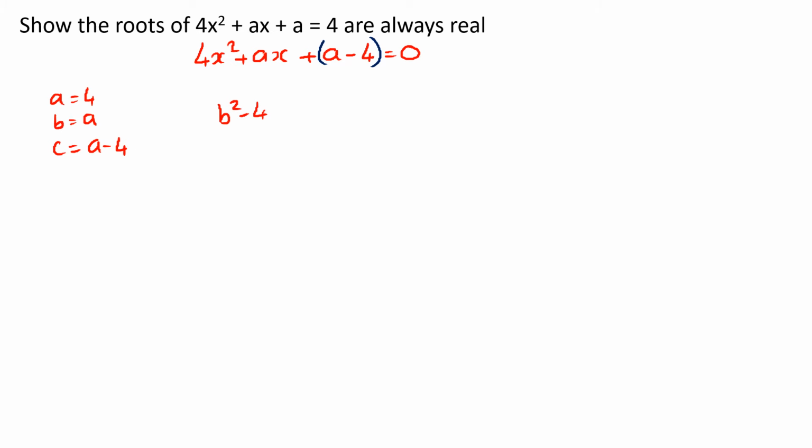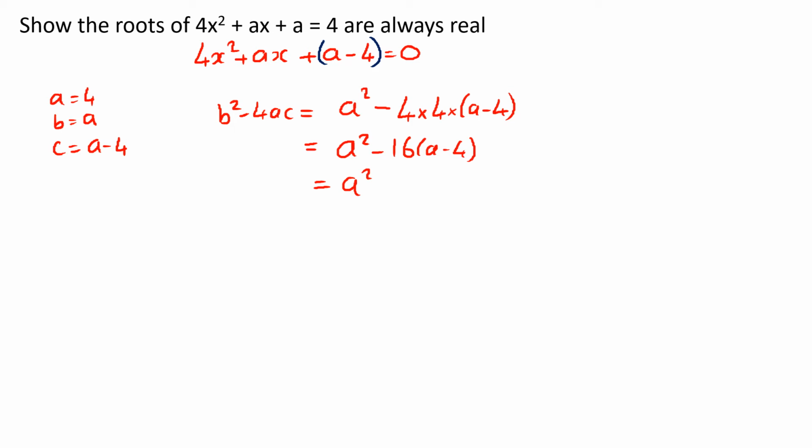Now we can say b squared minus 4ac is equal to, well, b squared is a squared. Bit weird to have a in here as well. Minus 4ac, so minus 4 times a minus 4. Okay, well, let's expand that out, I guess. We will get a squared minus 16 lots of a minus 4, which will go to a squared minus 16a plus 64.